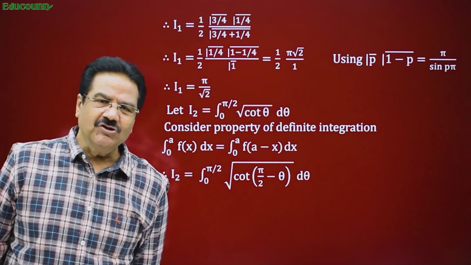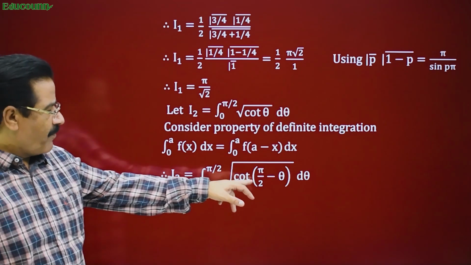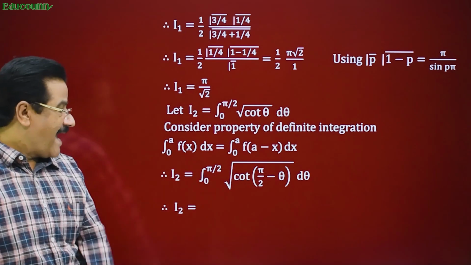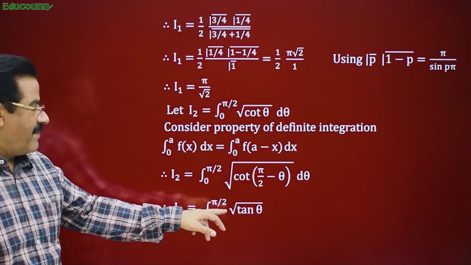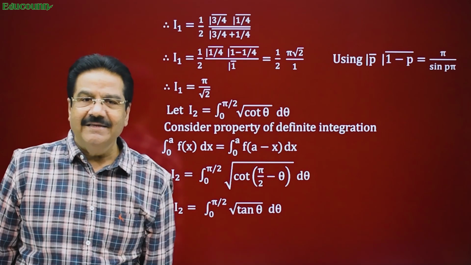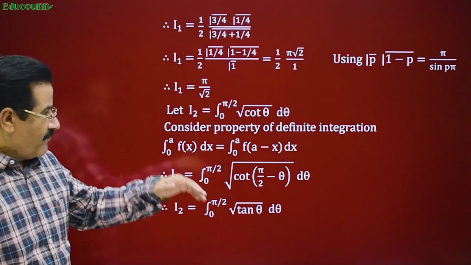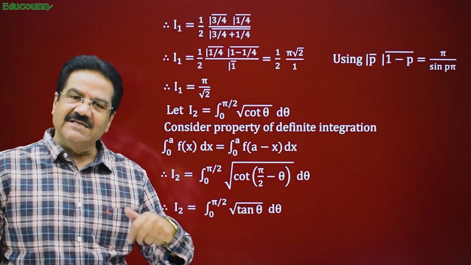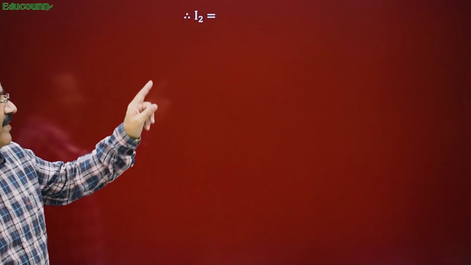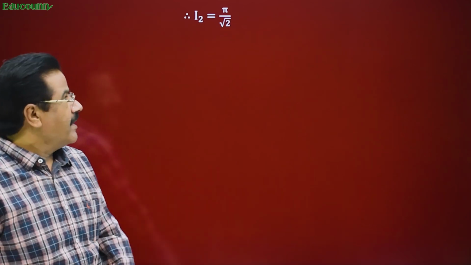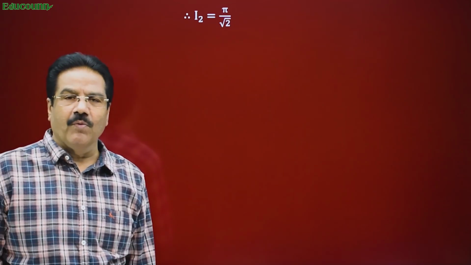What is the advantage of doing so? Cot of pi by 2 minus theta is tan theta. And therefore, here we can write down integral 0 to pi by 2 root of tan theta d theta. It means that the value of I2 is equivalent to that of I1. And therefore, we can say that I2 is also equal to pi upon root 2.